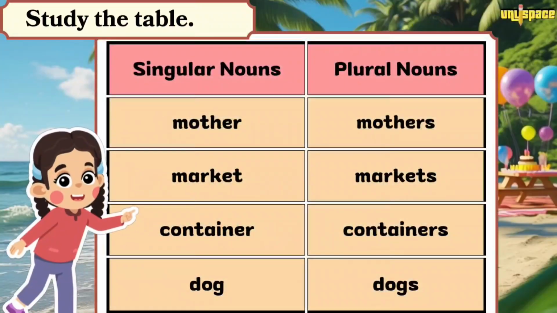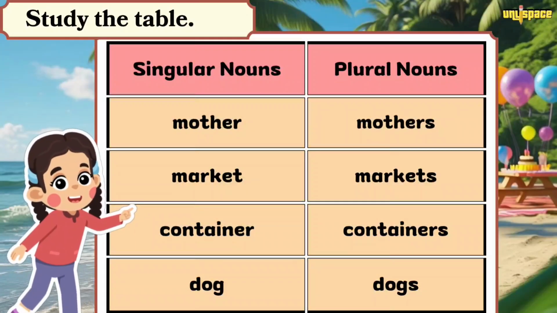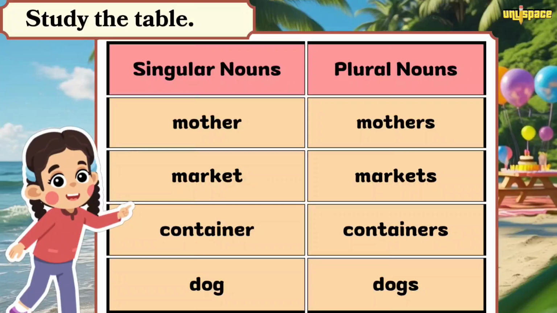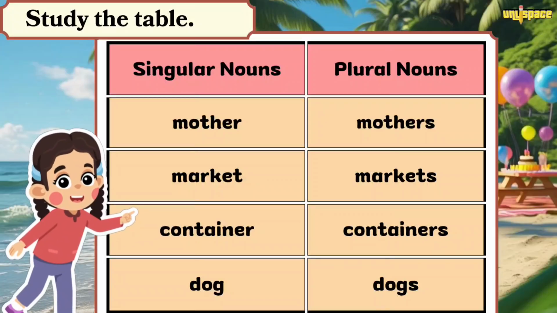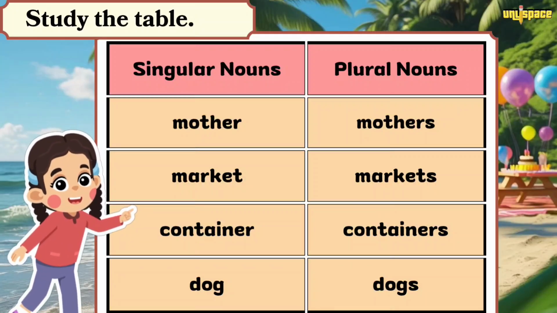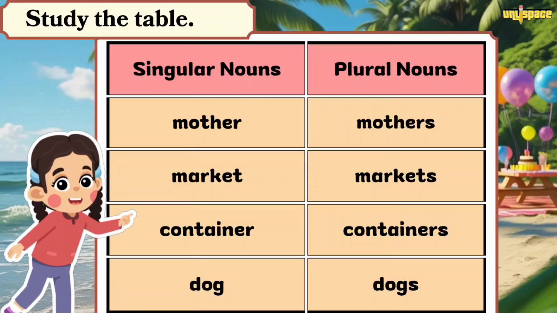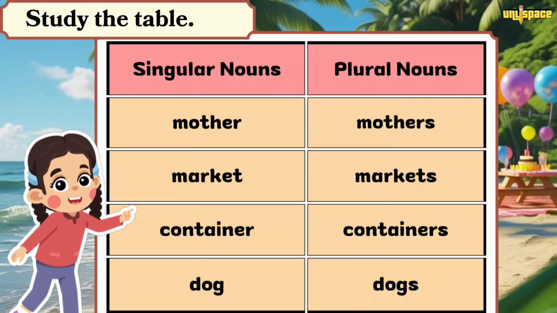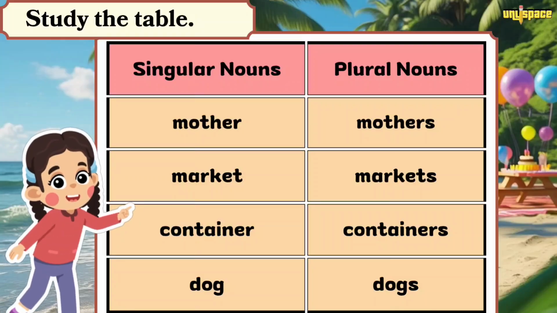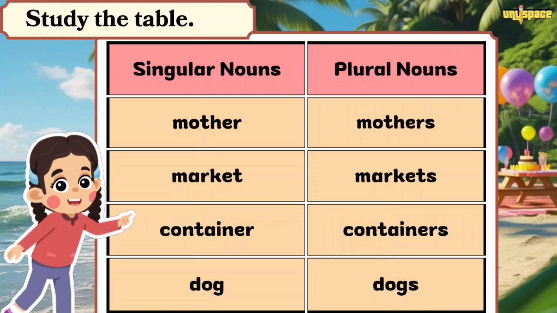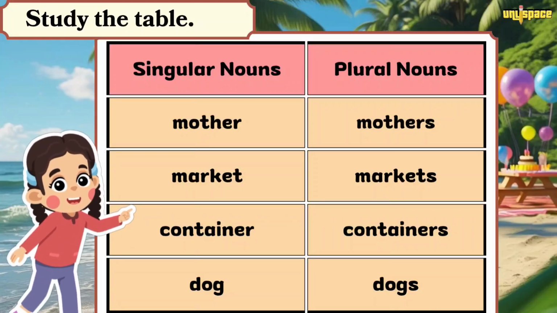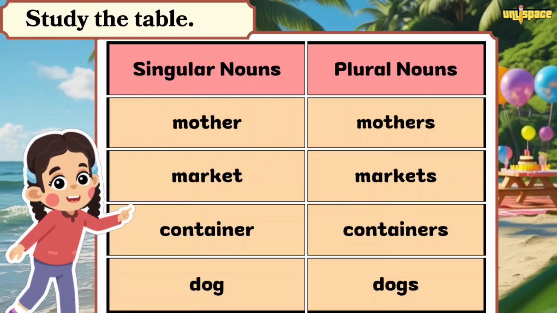Let's look at the table of nouns. In the first column, we see words like mother, market, container, dog. These are called singular nouns. They refer to only one person, place, or thing. Now, in the second column, we see mothers, markets, containers, dogs. These are called plural nouns. They refer to more than one.